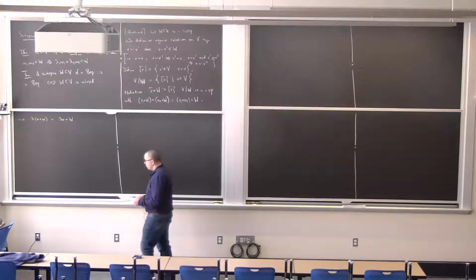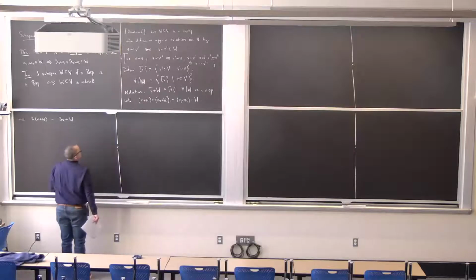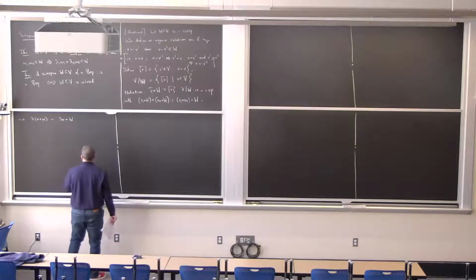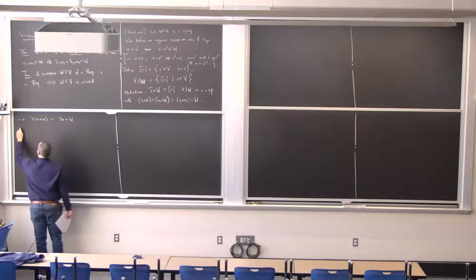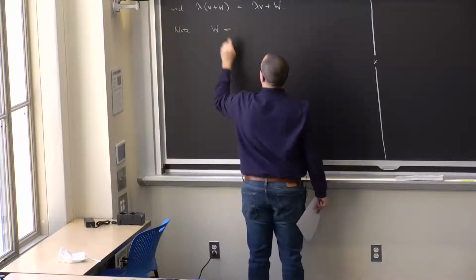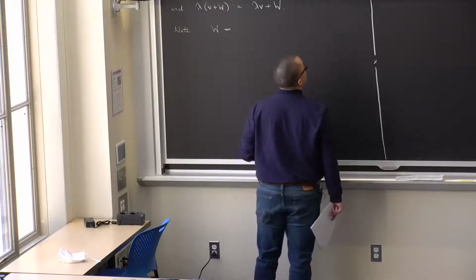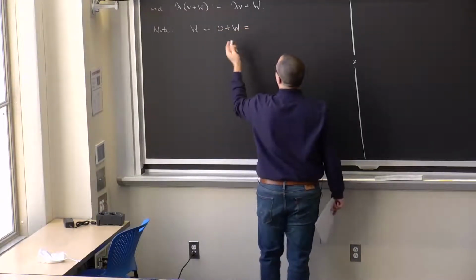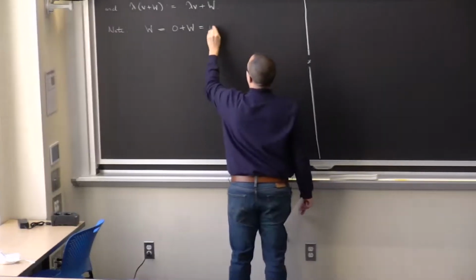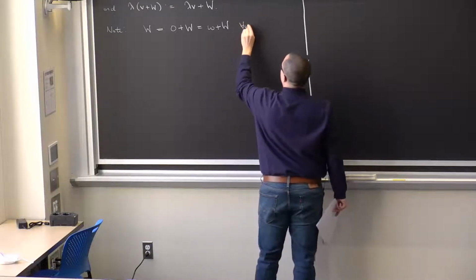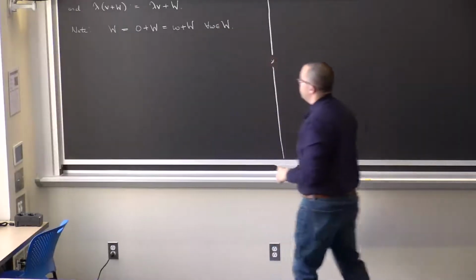All right. So V mod W, which is typically how you pronounce V slash W, is a vector space, and note we can identify W, the set W, with the equivalence class 0 plus W, which is also equal to w plus capital W.